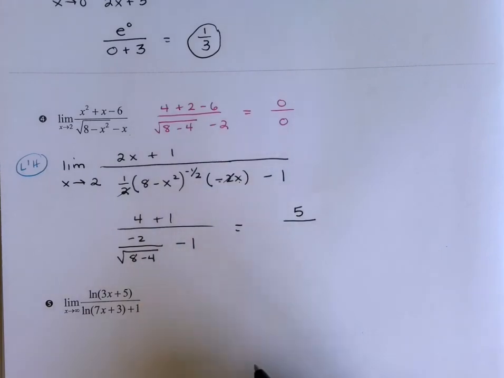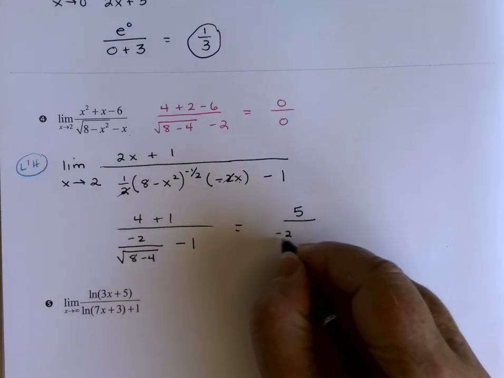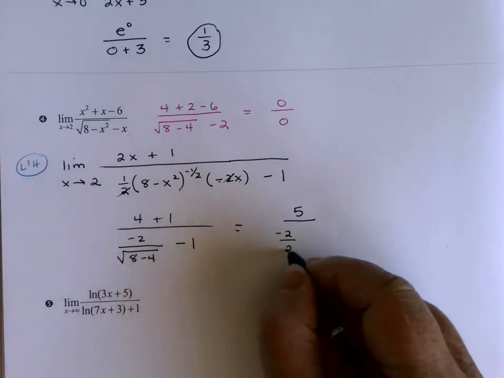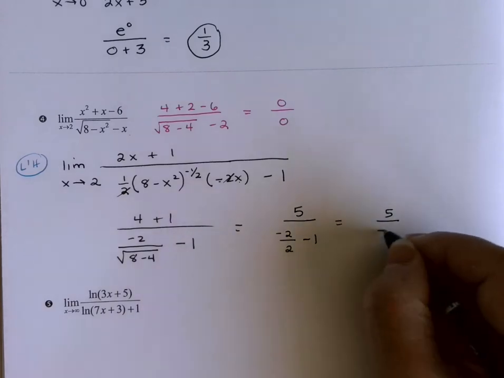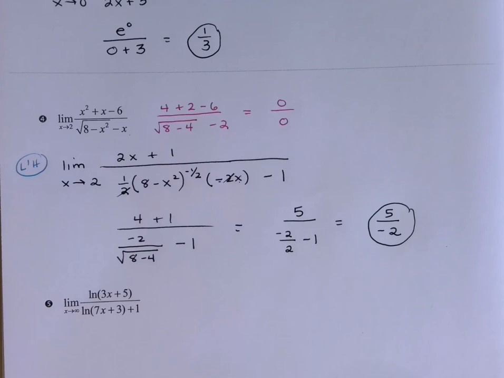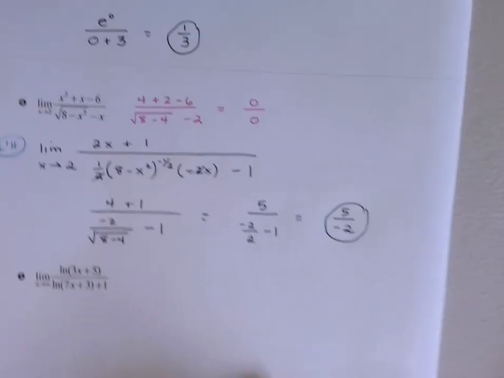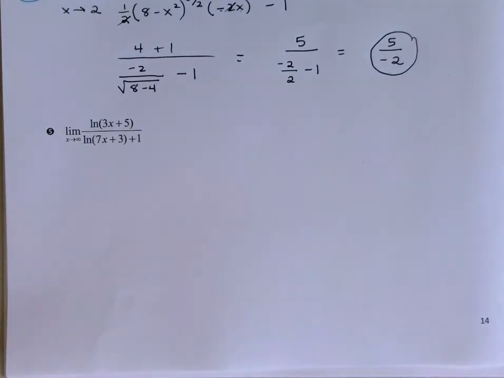which is going to give me 5 on top. And let's see, that's negative 2 over 2 minus 1. Minus 1 is negative 2. So I end up with negative 5/2 on that one. And of course I could have plugged that 2 in with a calculator if I wanted to as well. Just playing with the arithmetic here today. All right, one more fairly straightforward one.